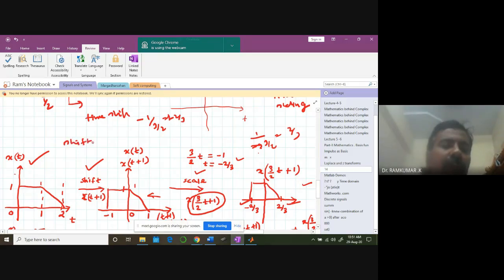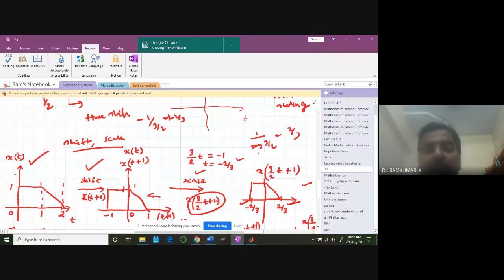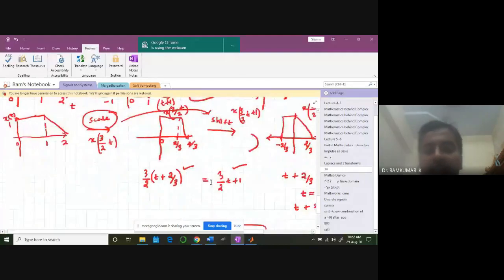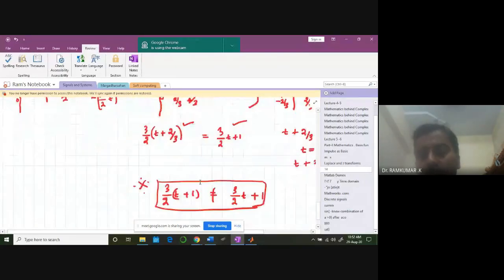So I can comfortably always go for a shift followed by scale. That will be quite convenient. You first shift the signal, x of t plus 1, and then you scale it, 3 by 2 t plus 1. But if you do scaling first and then shifting, you should be a little more careful. You need to know that x of 3 by 2 t plus 1 is not equal to x of 3 by 2 times t plus 1. This idea is very, very important.